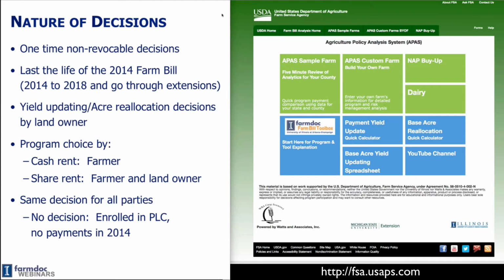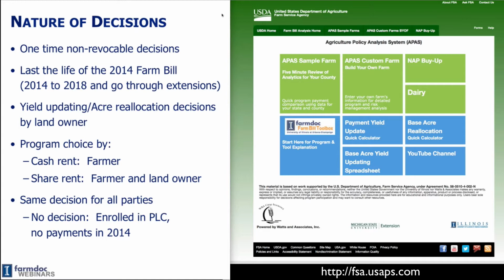If the farmer and landowner don't make a decision by that March 31 deadline, you will automatically be enrolled in PLC, which may or may not be bad. The bad thing, though, is if you choose not to make an election, you will forfeit payments for 2014. Yeah, that's right. There's some significant consequences to missing the deadlines or not getting a unanimous decision by that deadline.